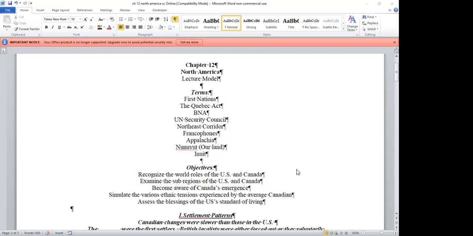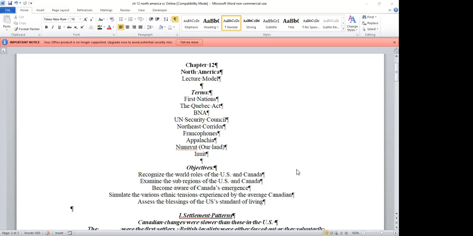Nunavut means our land. We will take a look at that on the Canadian political and geographic maps. That is the newest of the Canadian provinces, made up of about 35,000 people. It's huge, goes up into the Arctic Circle. Has about 35 to 38,000 people in it. 90% of that's Inuit Indians, the Inuit Indians.